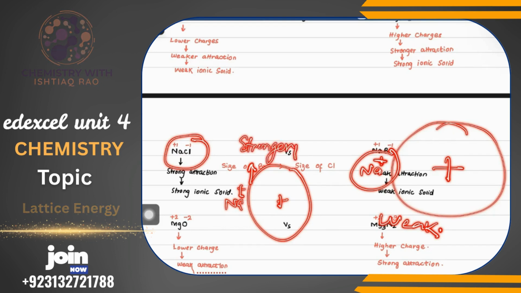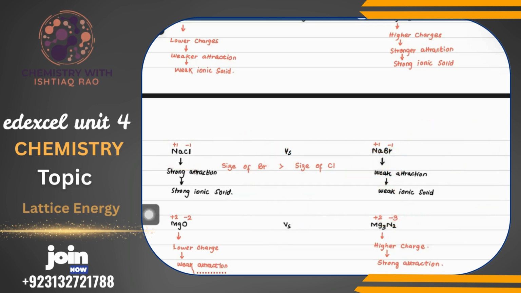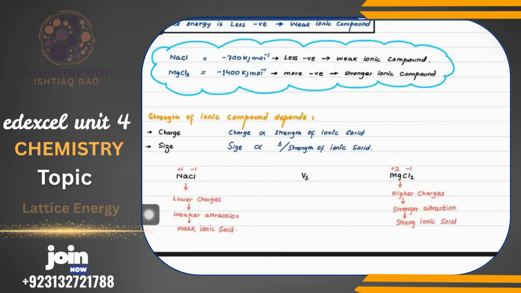What does it mean? Size is inversely proportional to the strength of an ionic compound. When the size is larger, the strength of the ionic compound would be weaker. And when the size of an ion is smaller, the attraction would be stronger, so the strength of the ionic compound would be stronger. Size is inversely proportional to the strength.